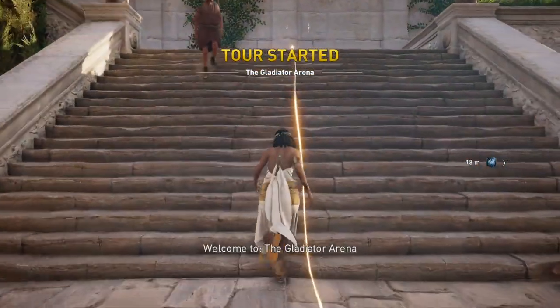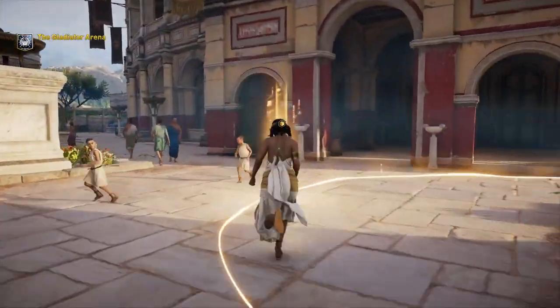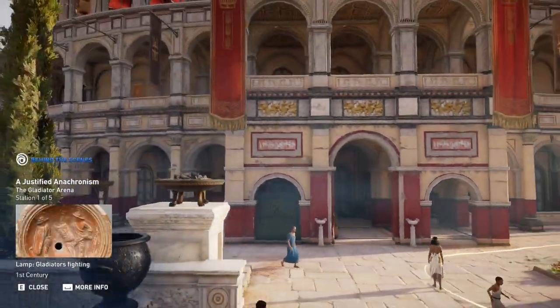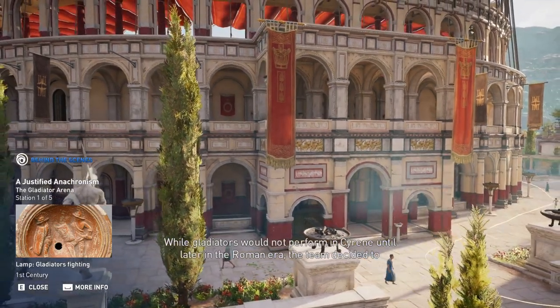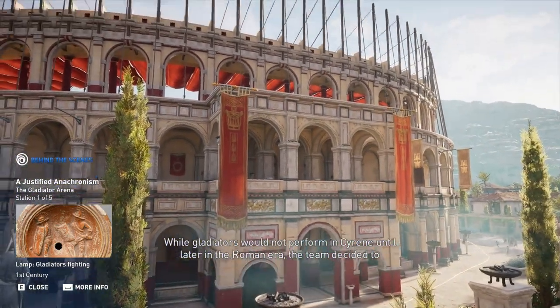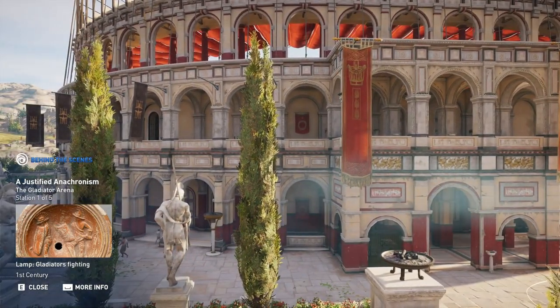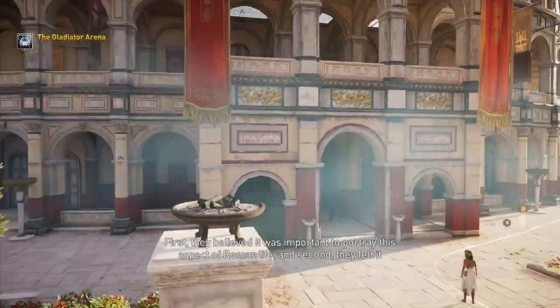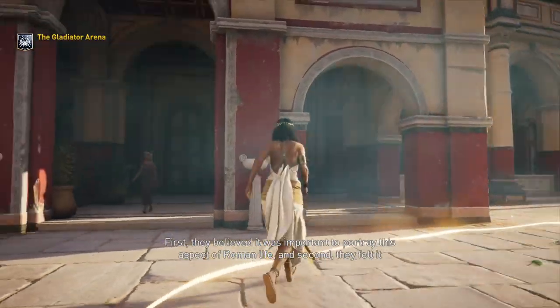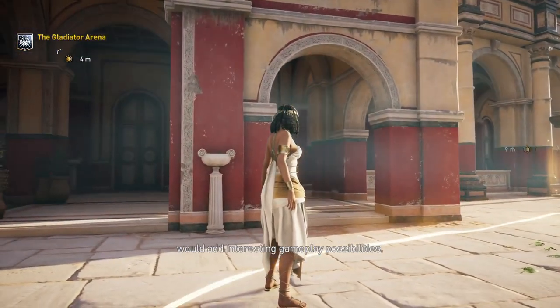Welcome to the Gladiator Arena. While gladiators would not perform in Cyrene until later in the Roman era, the team decided to include a gladiatorial arena for two reasons. First, they believed it was important to portray this aspect of Roman life. And second, they felt it would add interesting gameplay possibilities.